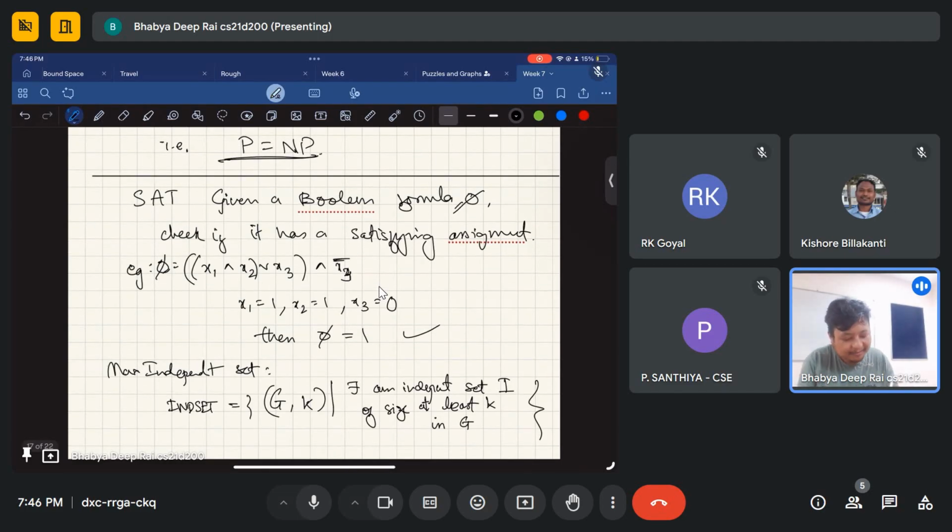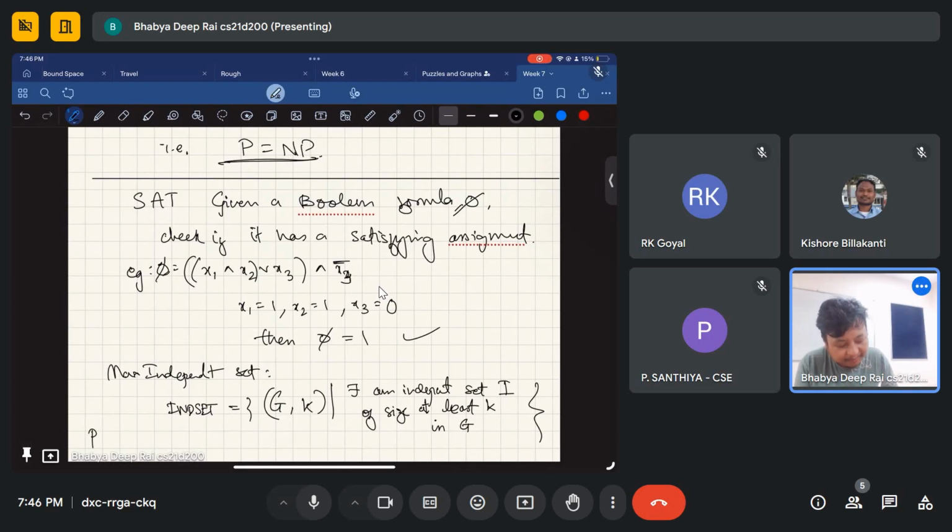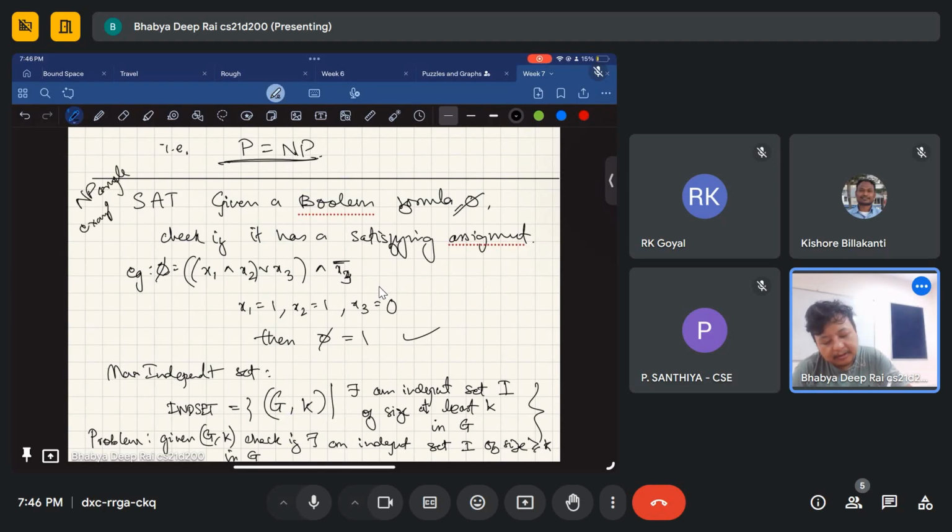This is the language version. What is the problem version? Given G and K, check if there exists an independent set I of size at least K in G. This is another example of an NP complete problem. For the proof of this, check the lectures.